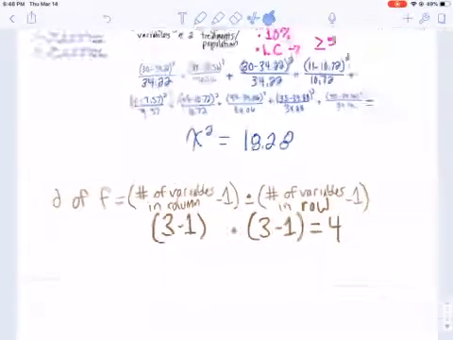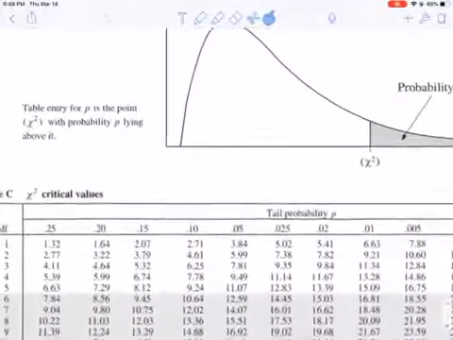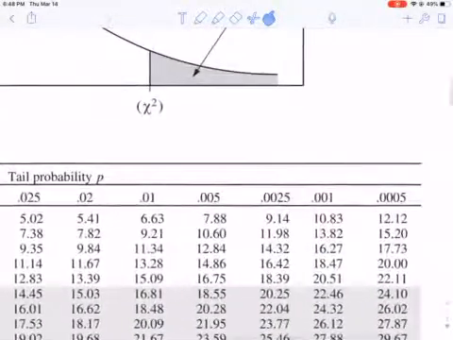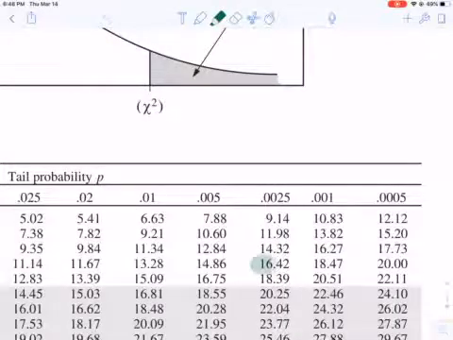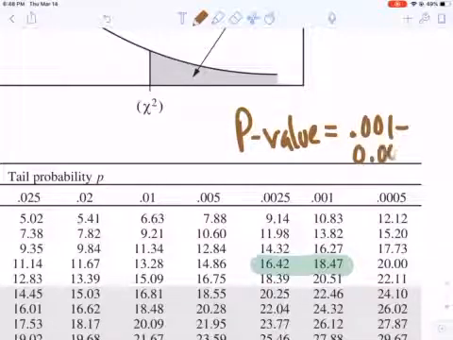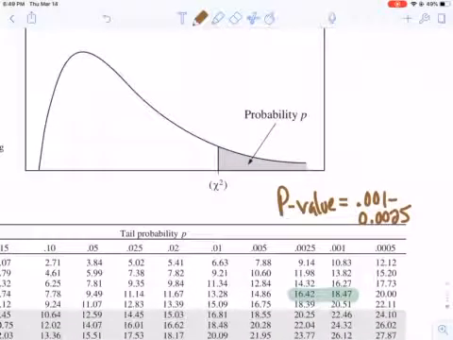So I've got chi-square statistic and degrees of freedom. What I'm going to do now is I already put in my table here. So I'm going to look for degrees of freedom of 4. Now I'm going to look for my chi-square statistic in my table here. And I got 18.28, which is going to be between these two values here. So my p-value is going to be somewhere between 0.001 and 0.0025.